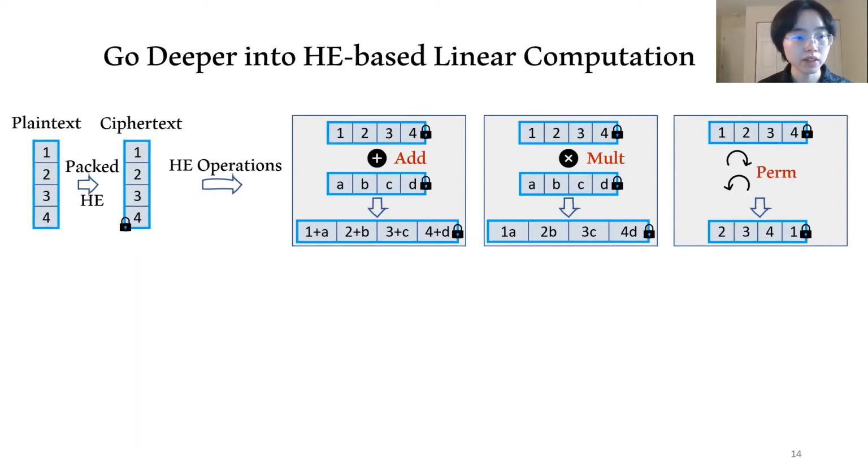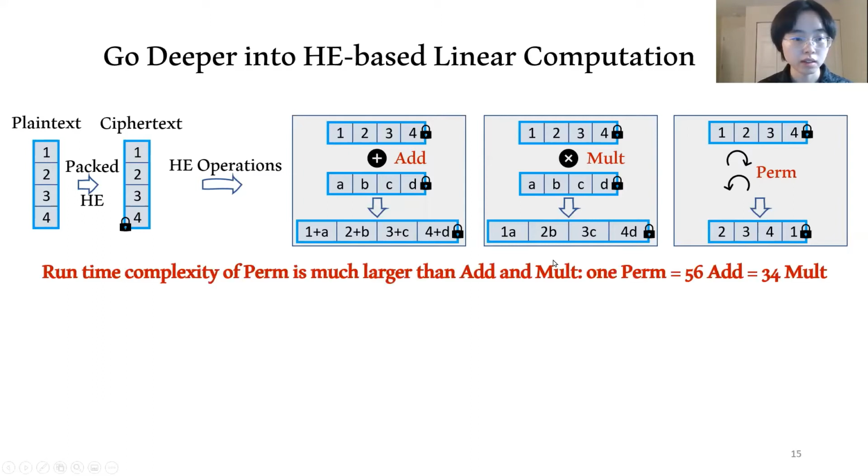Given a plaintext vector, we can use the packed HE to first encrypt it into one ciphertext. As for this one ciphertext, there are three basic HE operations. The first one is element-wise addition, the second one is element-wise multiplication, and the third one is a permutation over ciphertext.